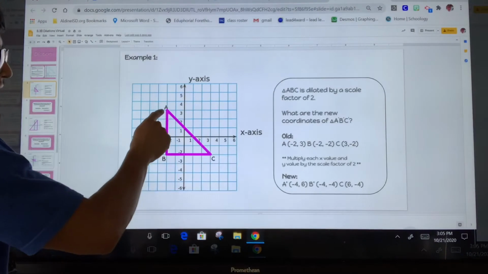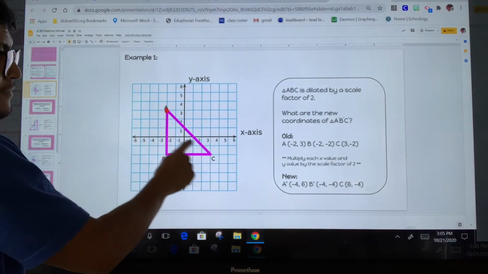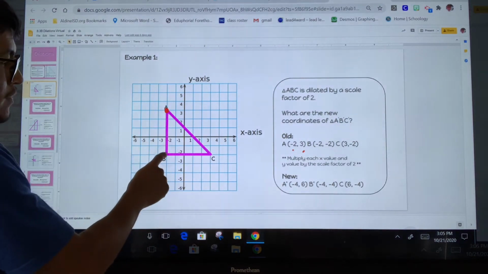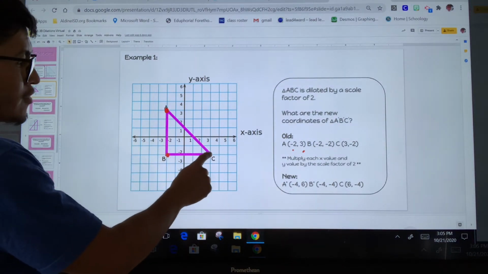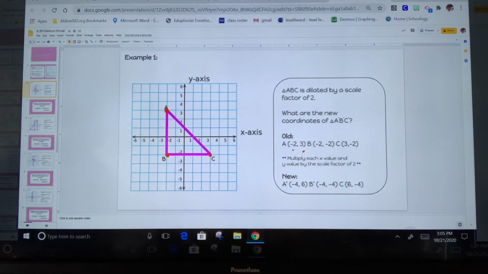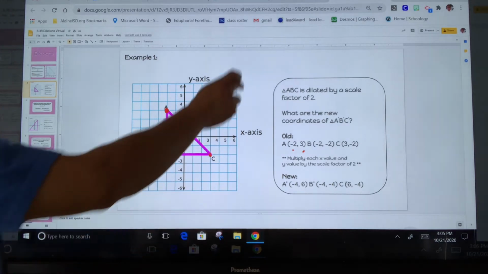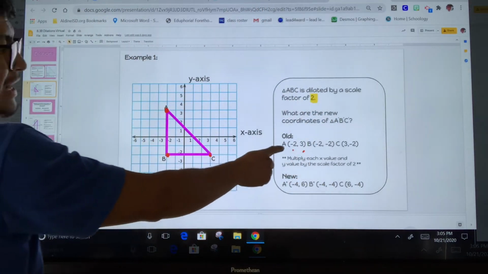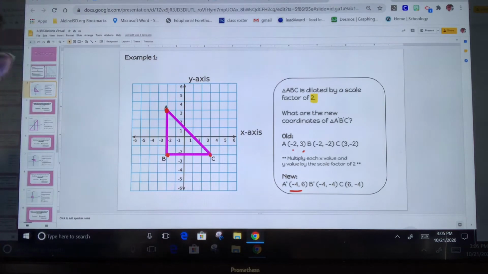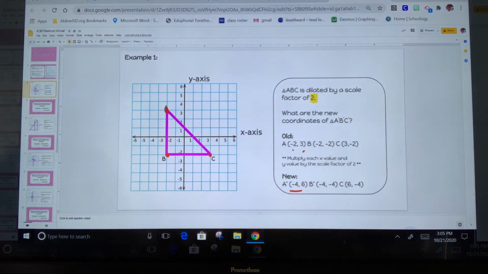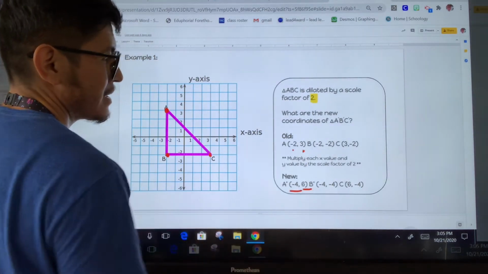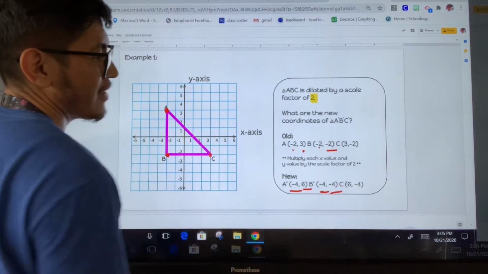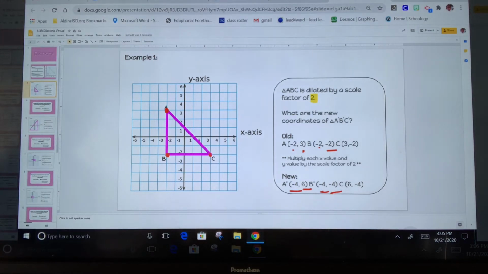As you can see, A is -2, 3. B is -2, -2, and then C is 3, -2. So if they already tell you that the scale factor is 2, then that magic number is just multiplied across. -2 times 2 is -4. 3 times 2 is 6. -2 times 2, -4. And so that's the easy way of getting the coordinate points.